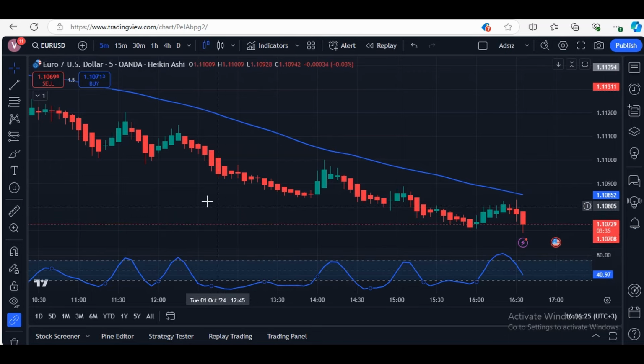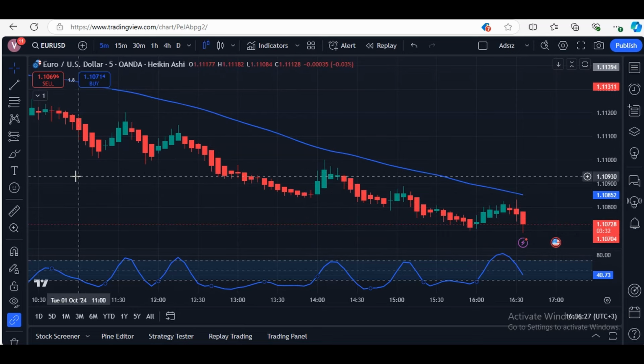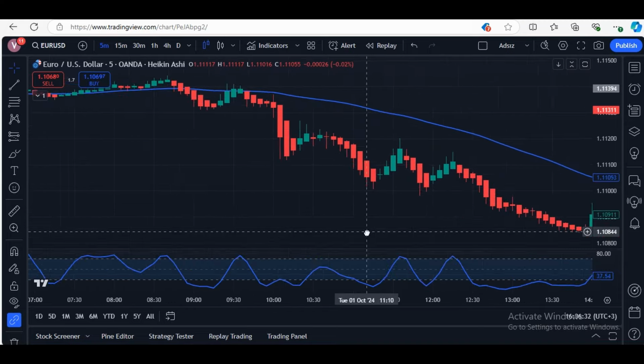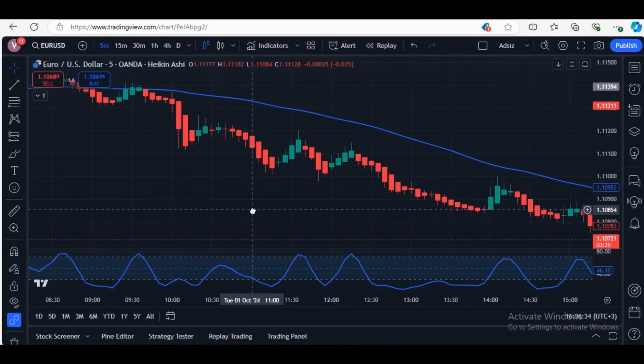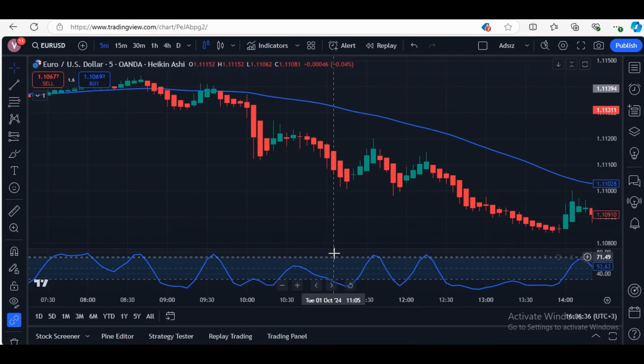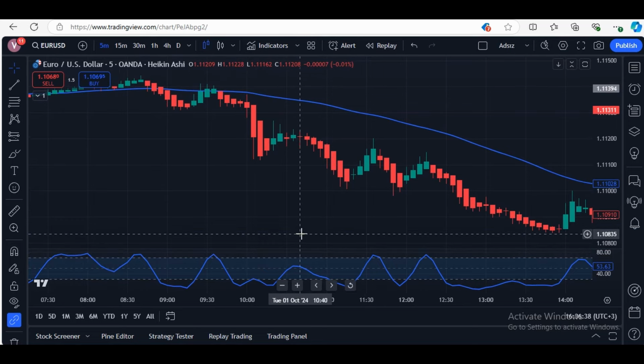When we see the pullback, we immediately look at the stochastics. Has it gone above 70? Has it gone up here? Yes, it has. Stochastic above the 70 level increases the possibilities for us. Stochastic above 70 is important because we are in a selling position.